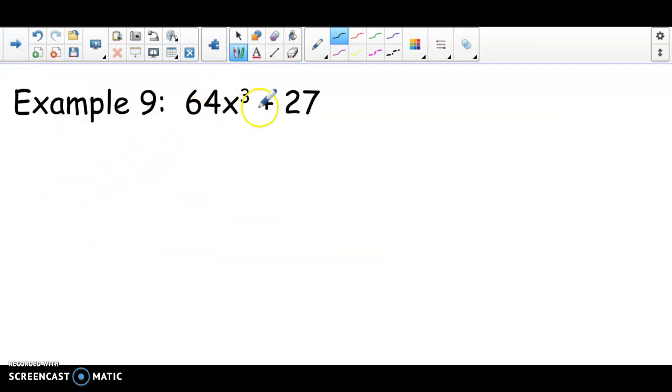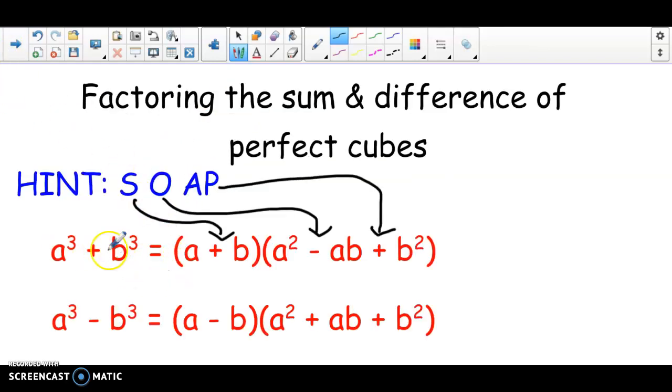All right, so if we're looking at this, 64 I know is a perfect cube, 27 I know is a perfect cube, so I'm going to put down my two sets of parentheses. Same sign, so I'm going to put my plus, opposite sign, and then always positive. So what I'm going to do is take the cube root of 64, which is 4, cube root of x cubed, which is x. I go back to my rule.